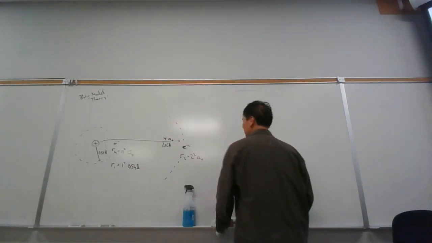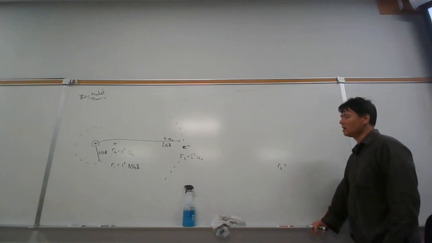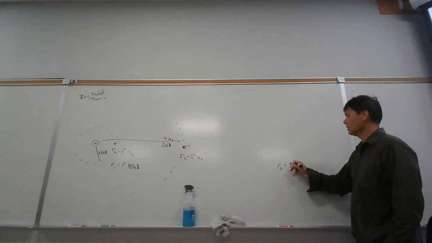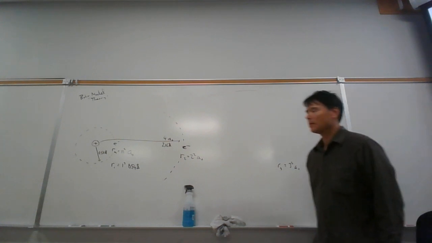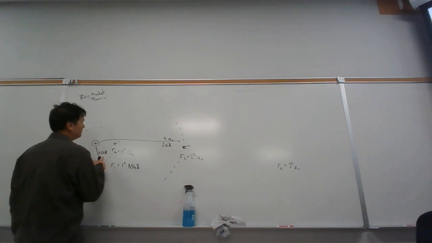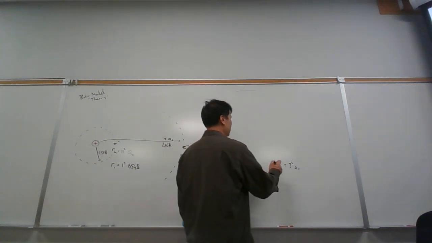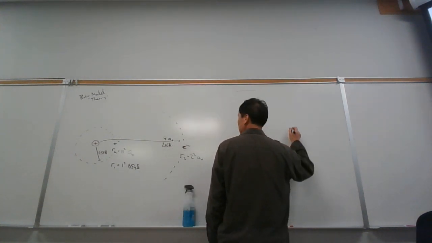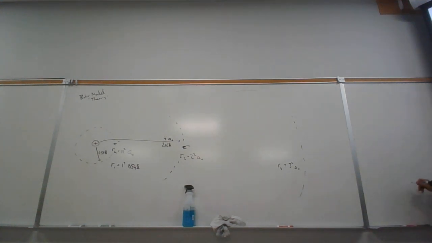Okay, the next radius is going to be R3, which is going to equal how many times A0? 3 squared times A0, which is going to be 9. So about 4.8 angstroms. Etc. The next one is going to be R4. And R4 will be how many times? 16.